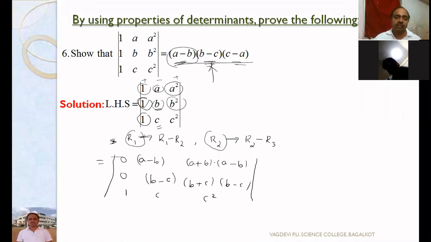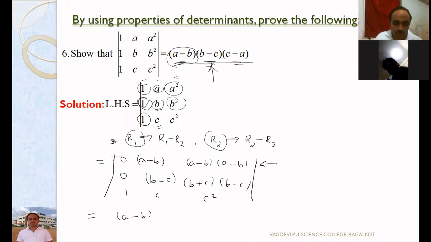So what is common in the next step? Which factors are common here? C is not common. C square and C are common, but here is 1, so you cannot take C common. In the first row, tell me what I get. In the first row, I will take A minus B common.